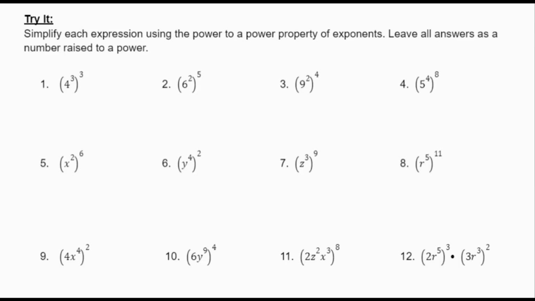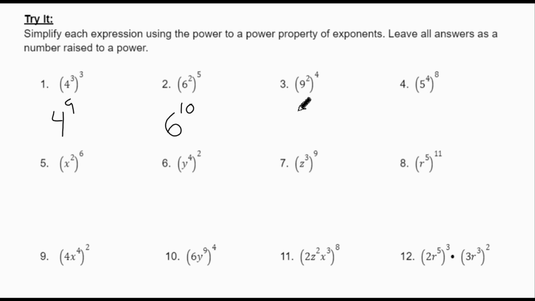Looking at a few more examples, we're going to simplify the expression using the power to a power property. So here, first one, we have 4 cubed to the third power. This is telling me 4 cubed times 4 cubed times 4 cubed. So I'm going to keep my base the same of 4, and then 3 times 3 is 9. So 4 cubed to the third is 4 to the ninth. 6 squared to the fifth, I'm going to keep the base the same of 6. 2 times 5 is 10. So we have 6 to the 10th.